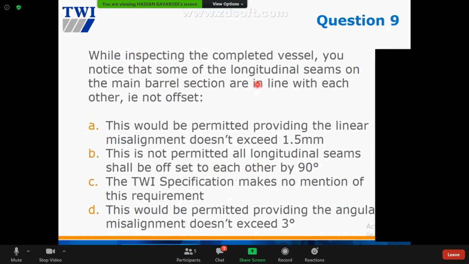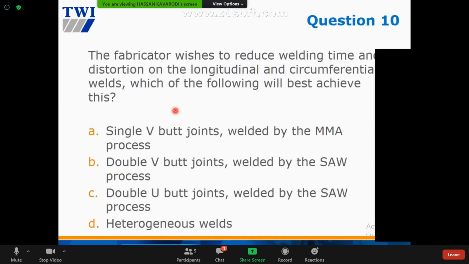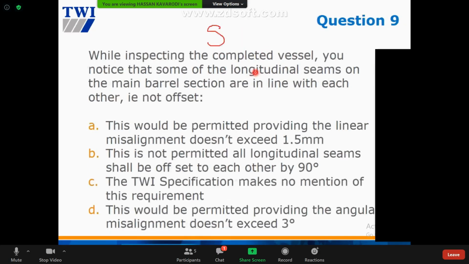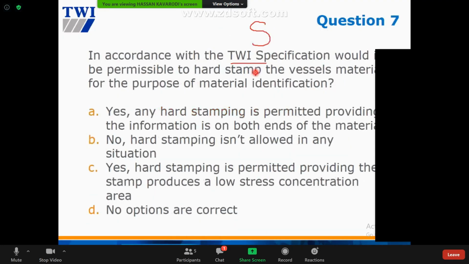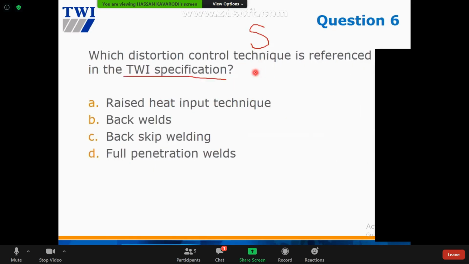All right, 9, inspecting units in line. All right, this is spec, refer to spec. And then 10, this one is no spec. This question not refer to spec, all right? Your handout, your books, your knowledge, okay? All right, I repeat one more time. Question 10, no spec. 9, refer spec. 8, spec. 7, spec. 6, spec.